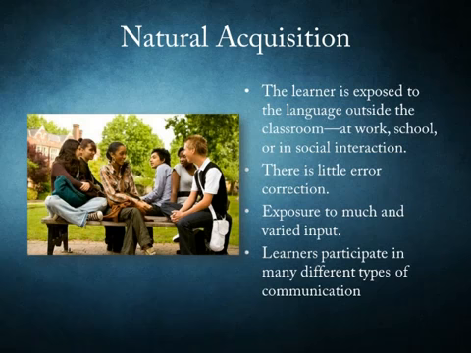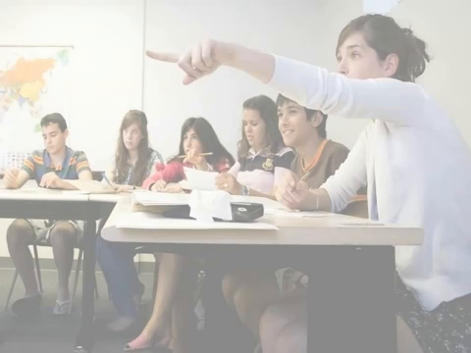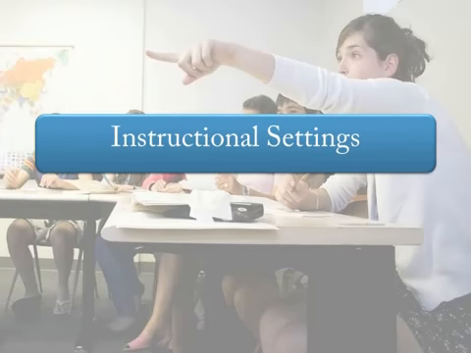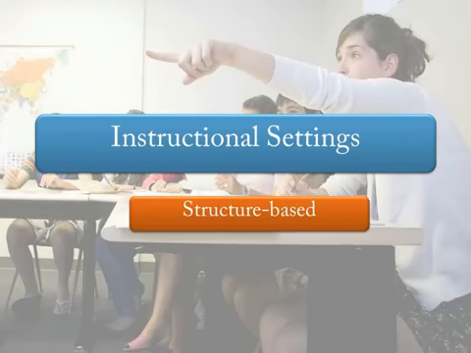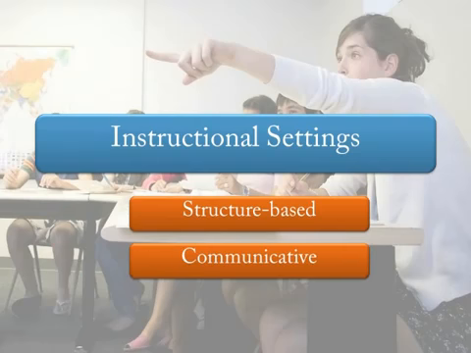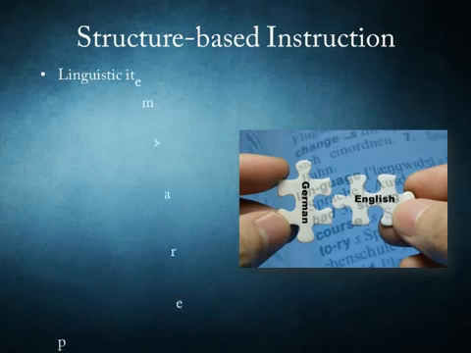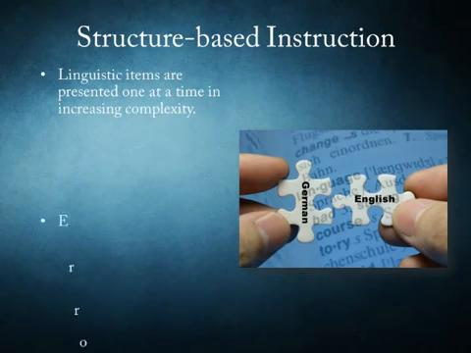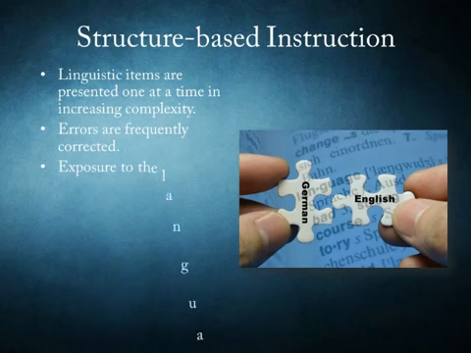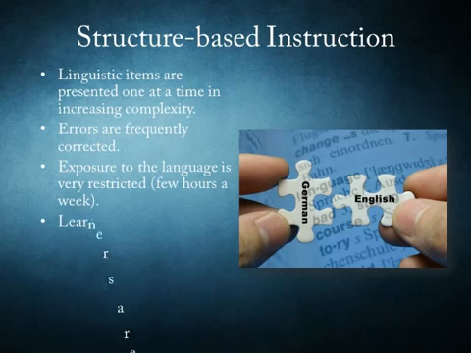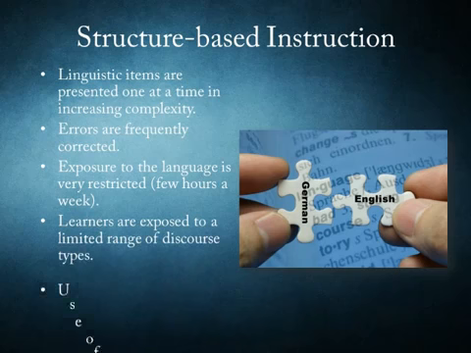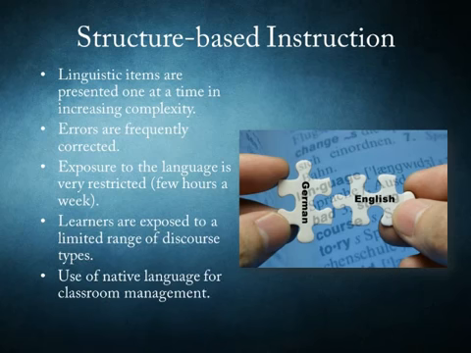Now, classroom instruction is described in terms of two main approaches, structure-based and communicative instruction. The textbook is quite openly hostile to the former type. It is described as boring and deficient. Here are the features of structure-based instruction. Linguistic items are presented one at a time in increasing complexity. Errors are frequently corrected. Exposure to the language is very restricted, a few hours a week. Learners are exposed to a limited range of discourse types, and the native language is used for classroom management issues.